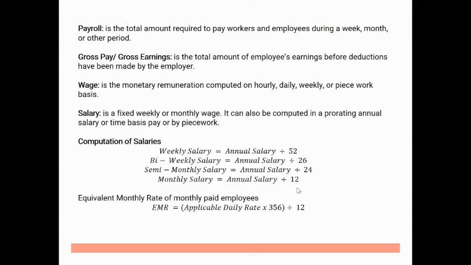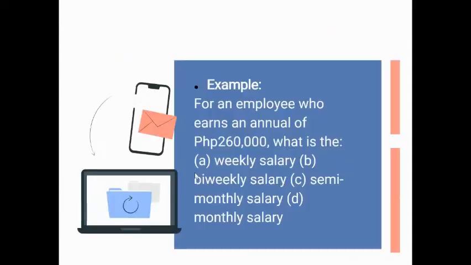Another way of computing the remuneration of employees is by using the formula of equivalent monthly rate of monthly paid employees. So EMR, or equivalent monthly rate, is equal to applicable daily rate times 365 divided by 12. The factor of 365 days consists of 302 working days, 51 rest days, 10 regular holidays, and 2 special days. Let's have an example.